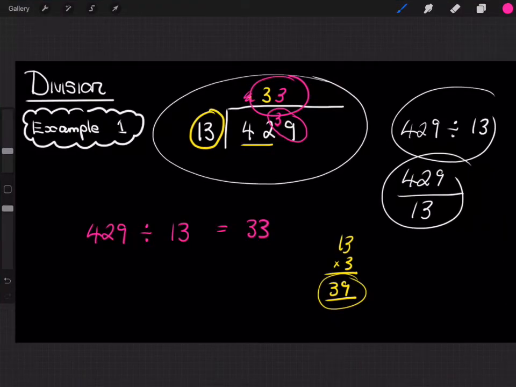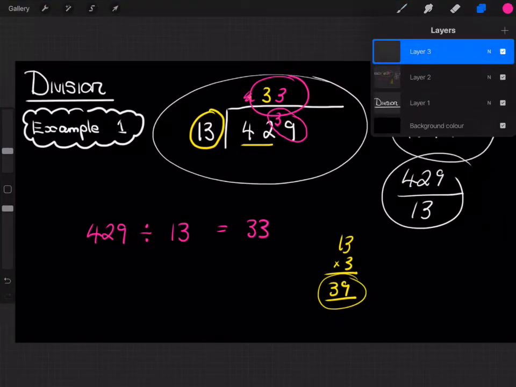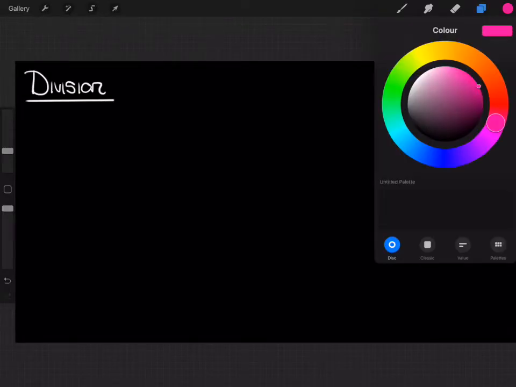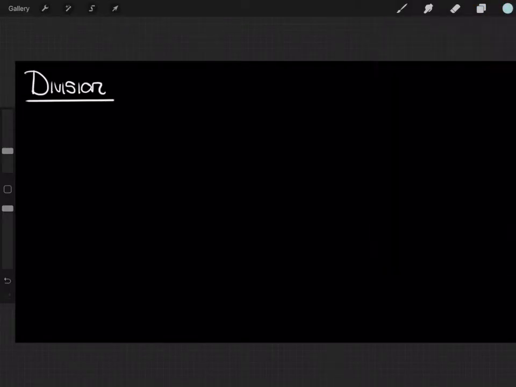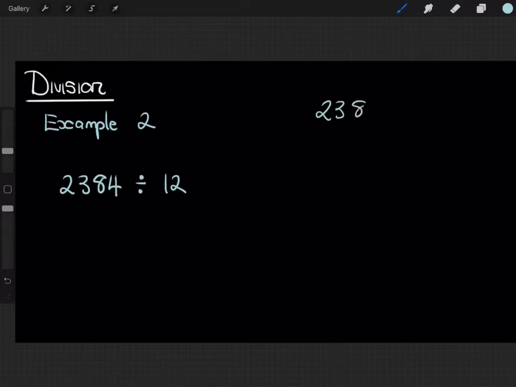Let's try one more example. So we'll just add another layer and hide that. Here we go, example number 2. Let's say this time we've got the number 2,384 and we wish to divide that by the number 12. So in other words, how many times does 12 fit into 2,384? So the way we'd set that up, we'd go 2,384 and then put the number we're dividing into out the front.